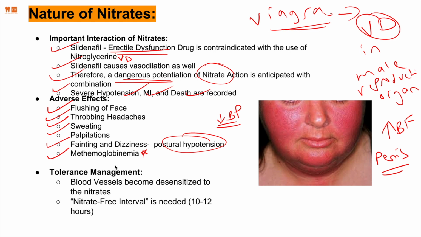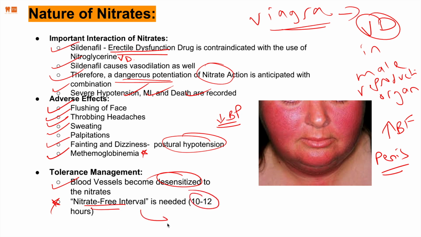Tolerance management. Nitrates can develop tolerance, actually. Blood vessels become desensitized to nitrates. Blood vessels need rest, right? It gets so used to it, and our body is so smart that it will get desensitized. Therefore, we need to use something known as nitrate-free intervals, and it's 10 to 12 hours, generally nighttime.